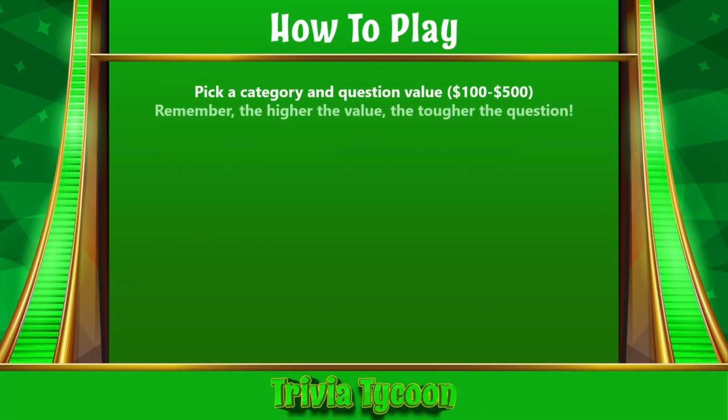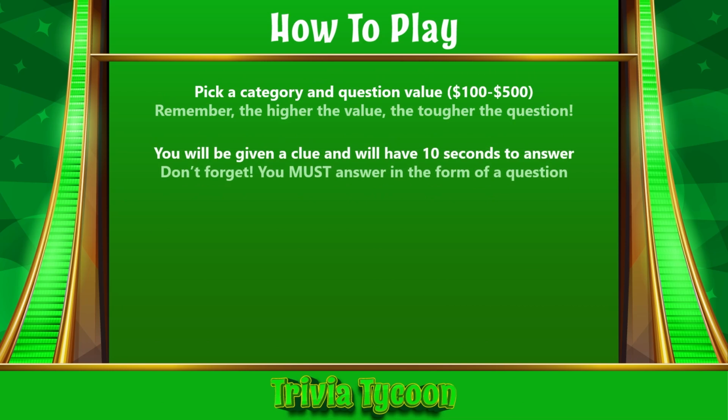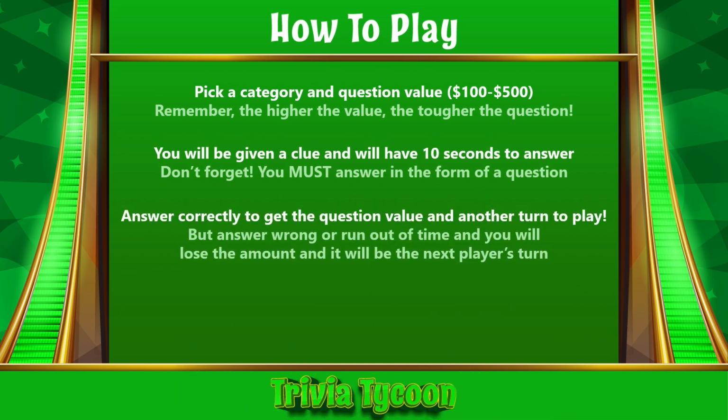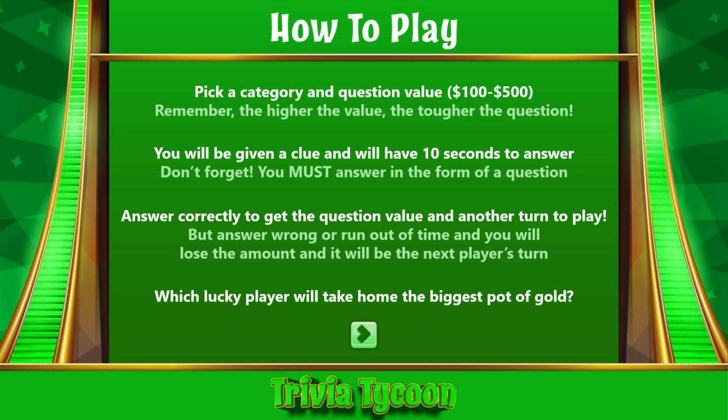You will pick a category and question value and will then be given a clue with 10 seconds to answer it. Remember, the questions get tougher as the value goes up. If you answer correctly, you'll get the value of that question added to your score. If you answer wrong, the value will be subtracted from your score.